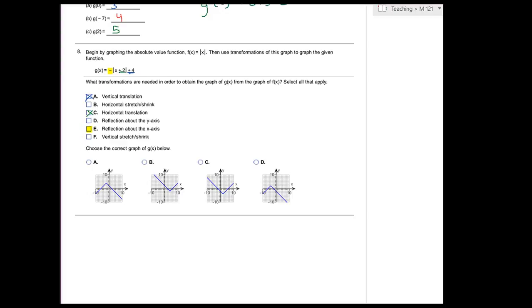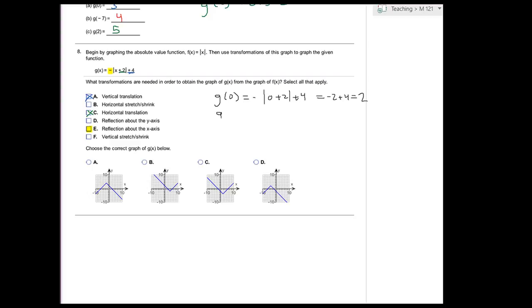Okay, so for example, if I take g of 0, that's going to be negative absolute value of 0 plus 2, plus 4, which is negative 2 plus 4, which is 2. Okay.